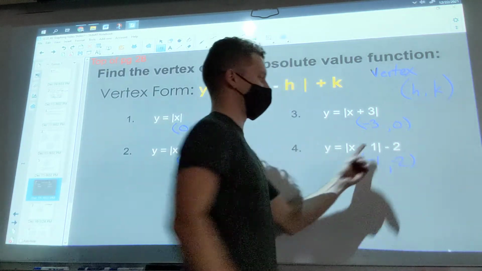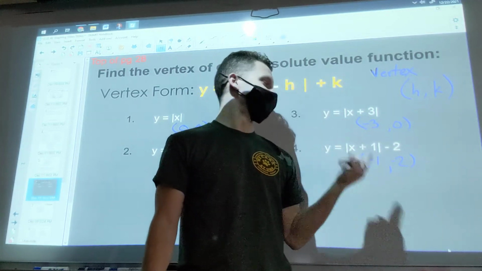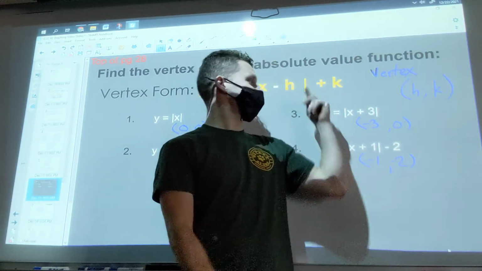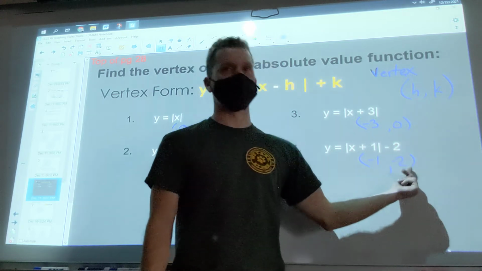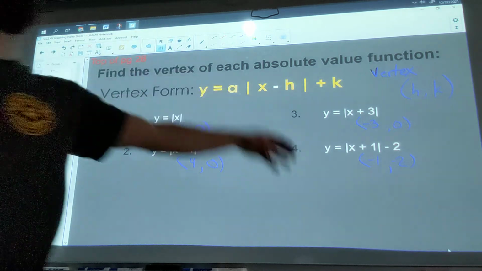-1, -2. Once again, the x stays the same. The y swaps. Oh, sorry, no, I switched that. The x value, or h in this case, switches. The y value stays the same. Okay, are you ready for the k? It's the y value of the vertex.